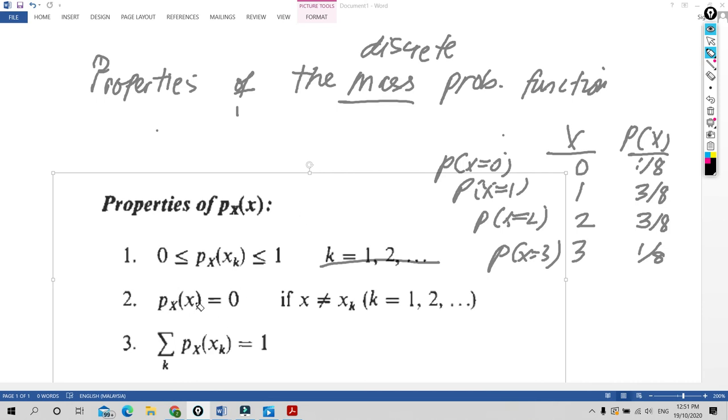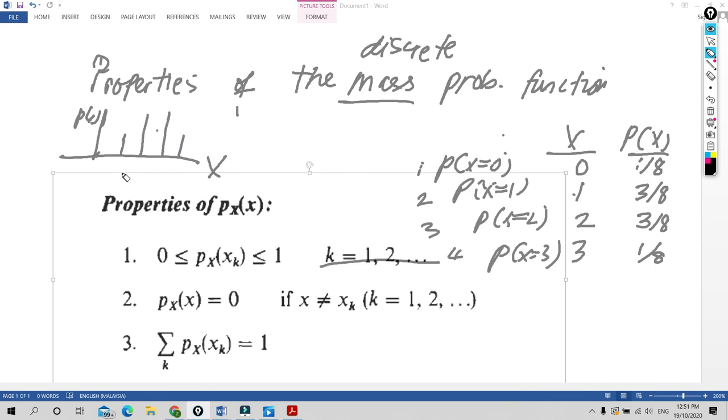So P(X) is equal to 0 if X is not equal to k. Our k here is 1, 2, 3. If the value of X is outside this range, the probability is equal to 0. So if I draw a graph here, here is your X and here is the P(X). Here is 1 over 8, 3 over 8, 3 over 8, 1 over 8. Outside of this range is equal to 0.